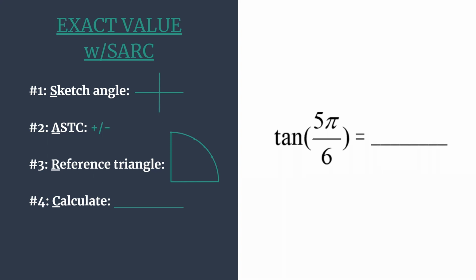Okay, let's start by sketching our angle's terminal side. We have our angle 5 pi over 6. It's positive, so we know it's a counterclockwise rotation. And we see that it's less than one rotation because it's less than 2 pi.